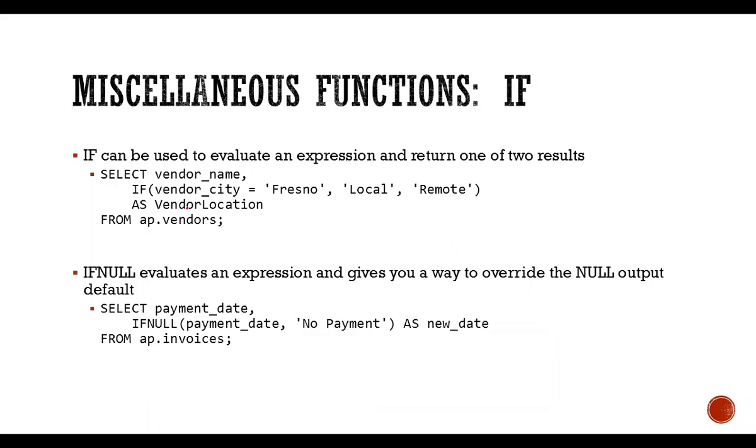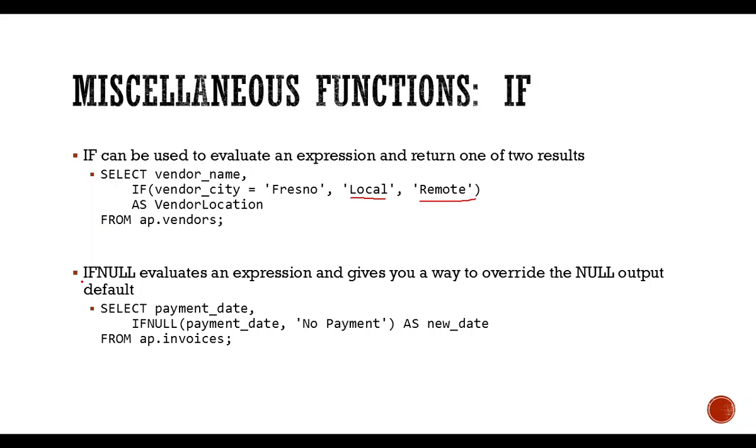So you can say in this output column, if the vendor city happens to be Fresno, I want to see the word local. If it's not Fresno, I want to see remote. So one of those two words is actually going to appear in your output, as a column. All right, so it's a different kind of way to think about if.